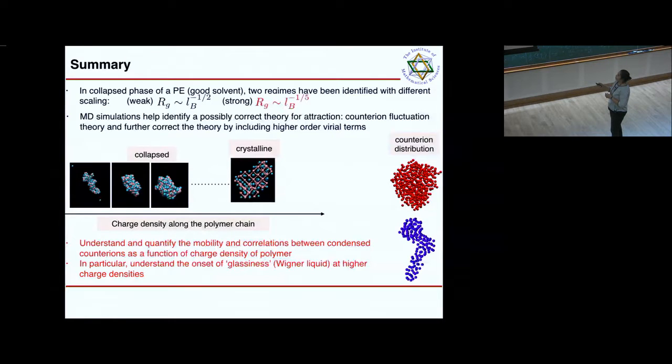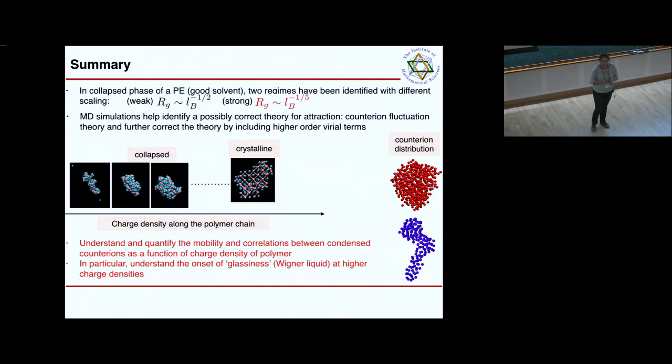We can look at this weak and strong from one point of view, the total charge of the globule. That seems to be different in these two cases. These MD simulations helped us identify the right theory of the attraction, which seems to be the counter-ion fluctuation theory. But of course, we have not physically shown what the origin of these things is. We've only eliminated the theories which probably do not correlate well with what we are seeing in the simulation.